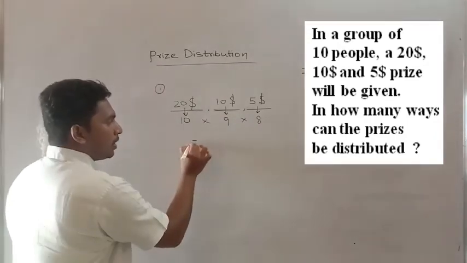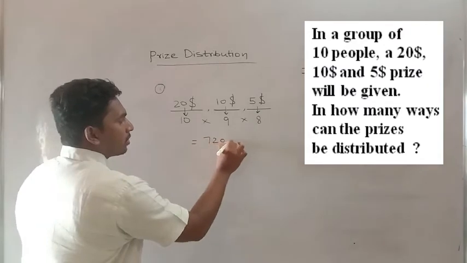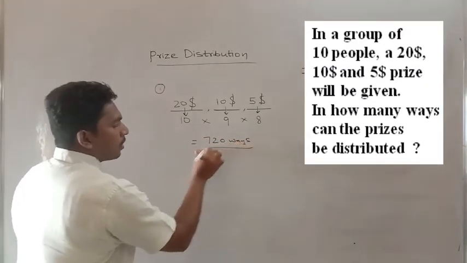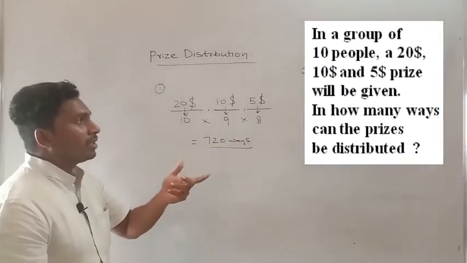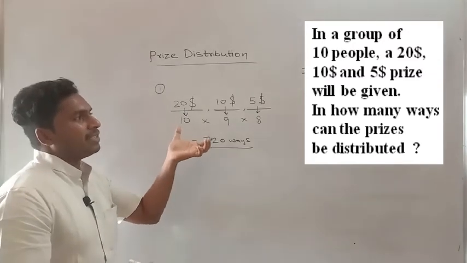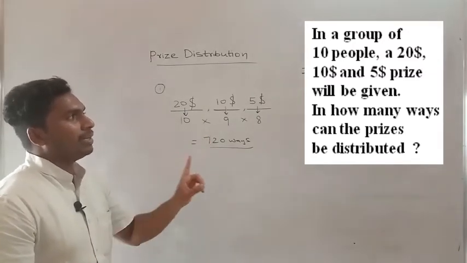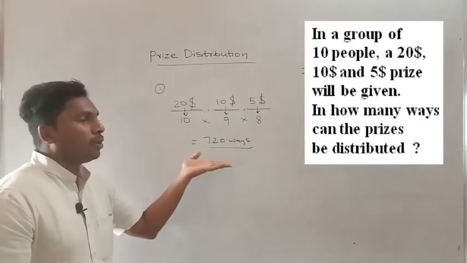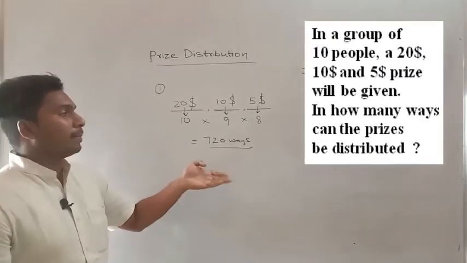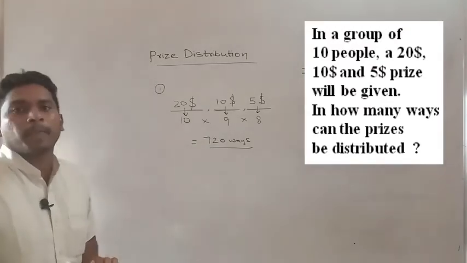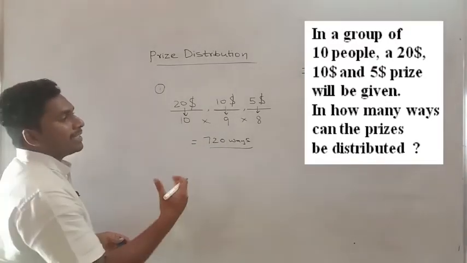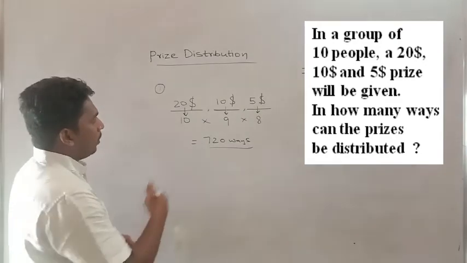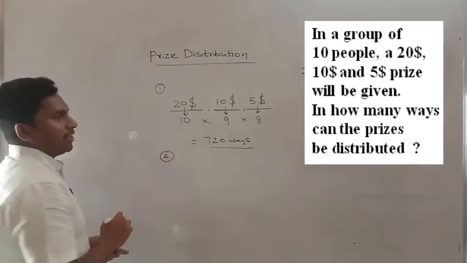So 720 ways. That is how many ways 3 different prizes can be distributed to 10 persons. In total, 720 ways the prizes can be distributed. Now let me tell you the second way of solving this problem.